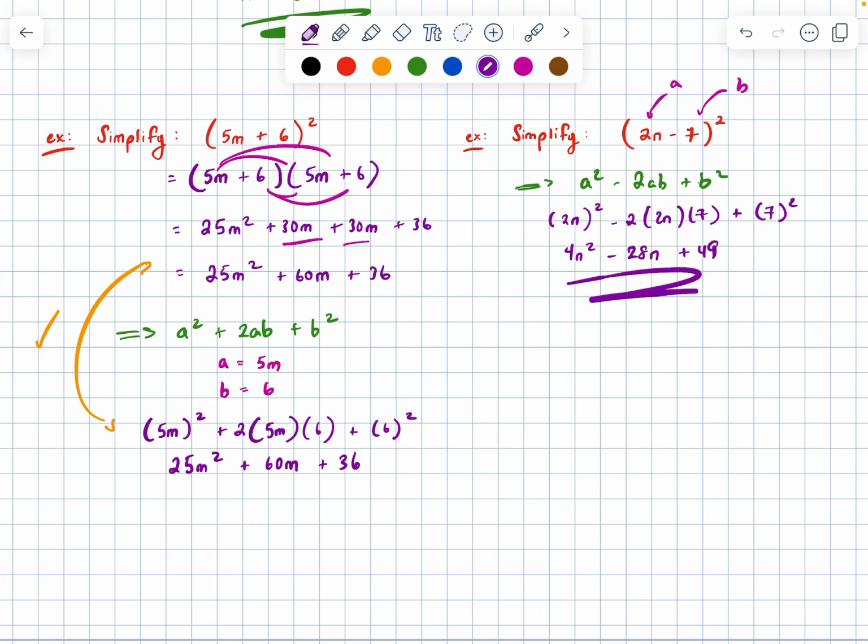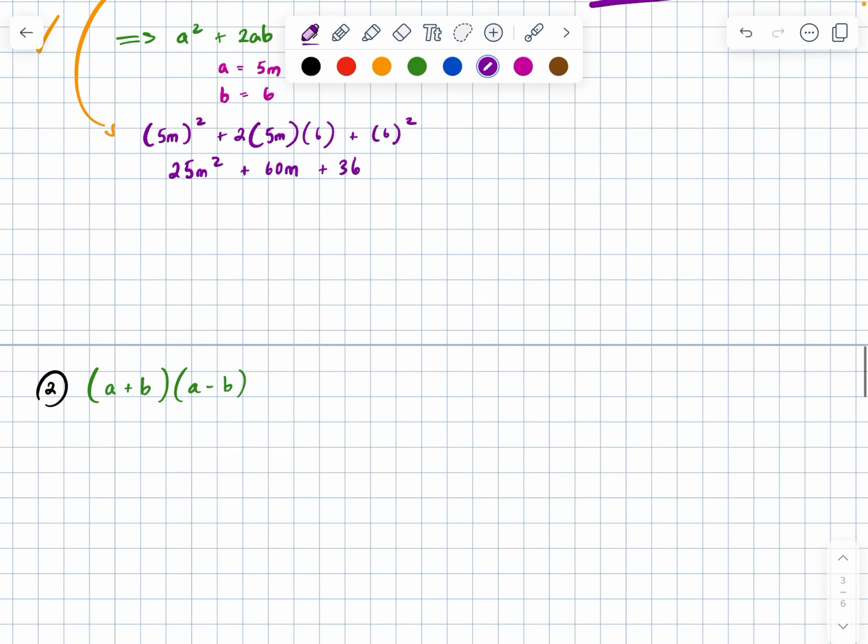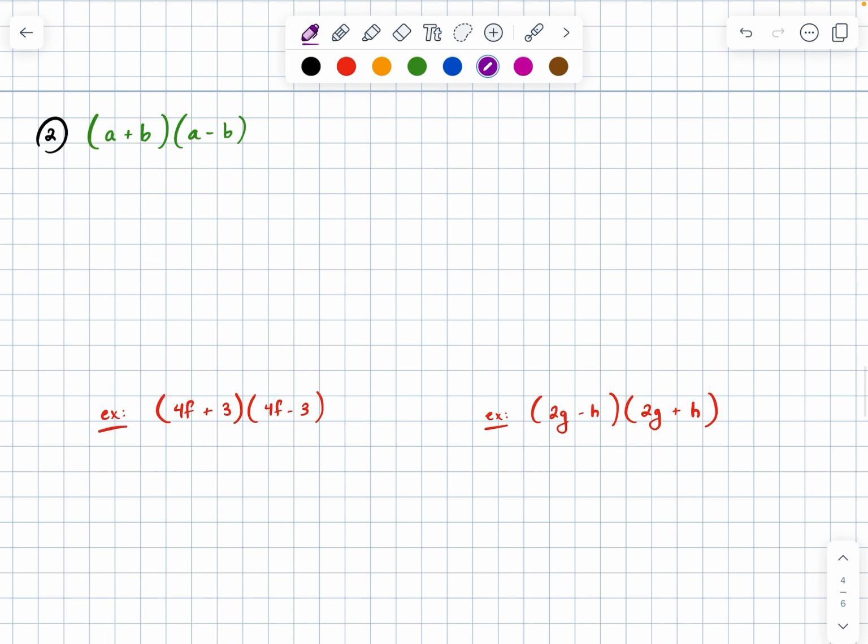Now, we've seen what happens when I do an a plus b times an a plus b. We've seen an a minus b times an a minus b. Last case would be an a plus b times an a minus b. Do some distributive property. Let's METWET. Can you tell me what this guy works out to be? Go!